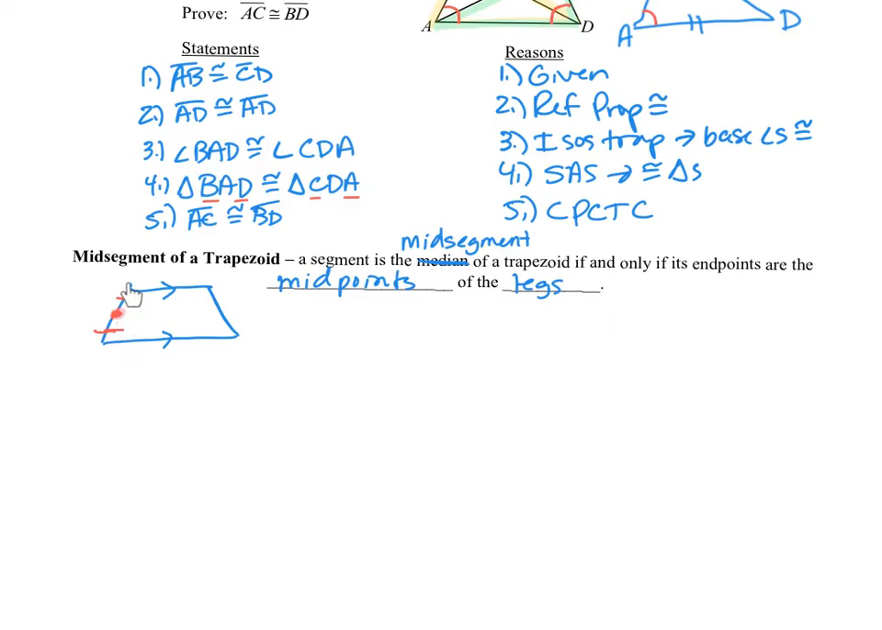Remember, a midpoint divides a segment into two congruent segments. And likewise, let's put a midpoint on the other leg. So I'll put tick marks to indicate that that point is a midpoint. Now, if I draw the segment whose endpoints are those midpoints, we have what is called a midsegment. So a segment is the midsegment of a trapezoid if and only if its endpoints are midpoints of the legs.